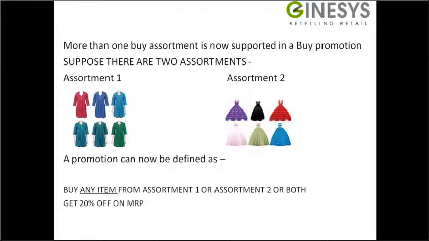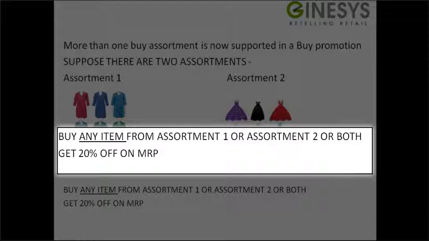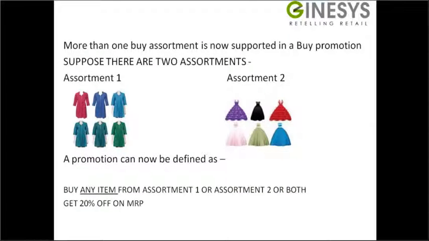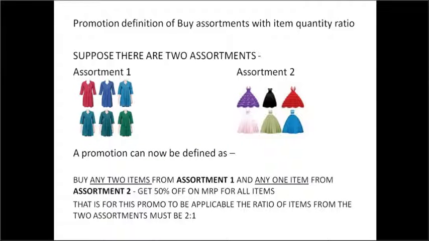Now, as we said, more than one buy assortment is now supported in a buy promotion. Suppose there are two assortments, assortment 1 for kurtis and assortment 2 for dresses. A promotion can now be defined as buy any item from assortment 1 or assortment 2 or both and get 20% off on MRP. And since multiple buy assortments are now tagged onto one promotion, the promotion definition of buy assortments can be made with item quantity ratio also.